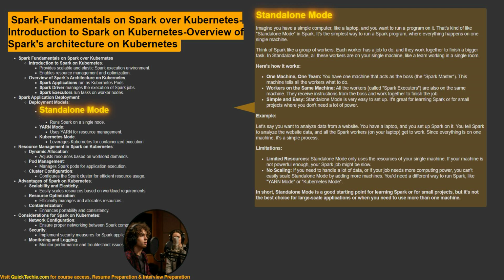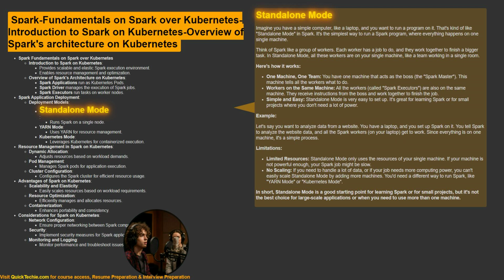Simple and easy. Standalone mode is very easy to set up. It's great for learning Spark or for small projects where you don't need a lot of power. Example, let's say you want to analyze data from a website. You have a laptop and you set up Spark on it. You tell Spark to analyze the website data, and all the Spark workers on your laptop get to work. Since everything is on one machine, it's a simple process.